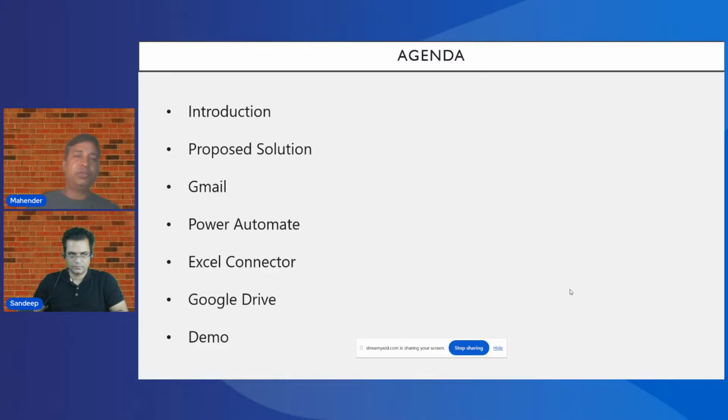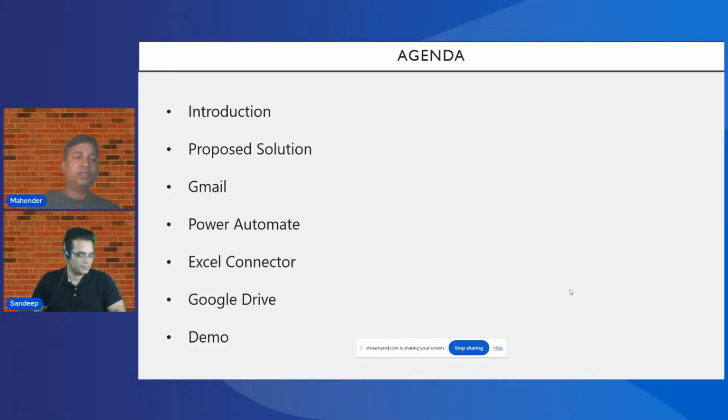So we'll start with the basic introduction of our use case, and then we will discuss the potential proposed solution for this use case, how we can automate it. Of course, there could be different scenarios, different ways to automate it, but from our side, that could be the proposed solution. We will discuss the Gmail connector, how we can utilize it to work with email and get the documents. And then Power Automate, which will work as a workflow engine to connect to Gmail, getting that email and getting that attachment for us.